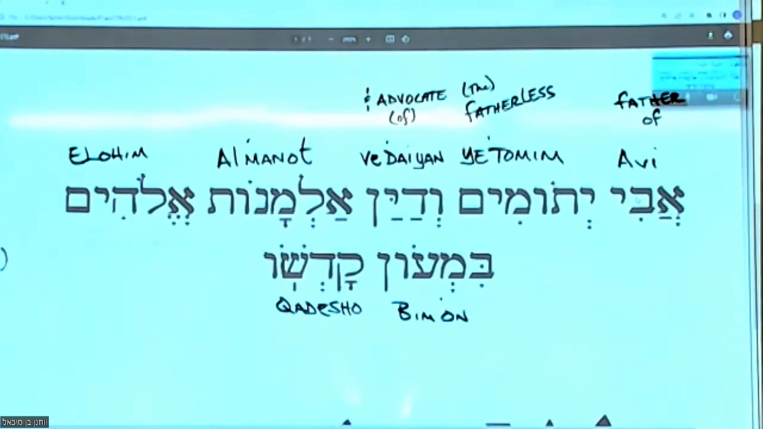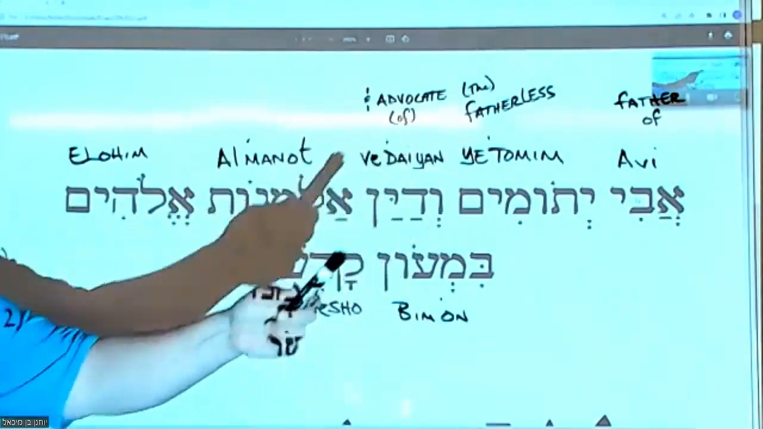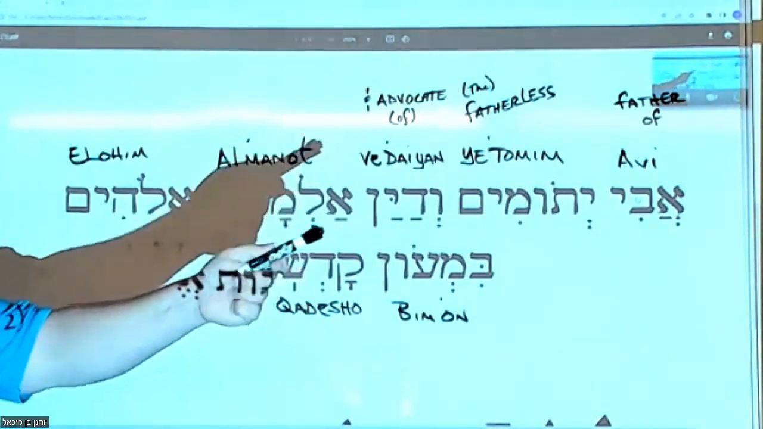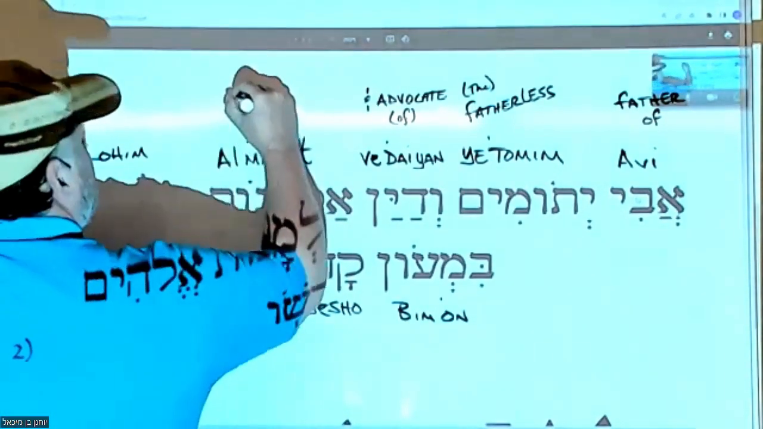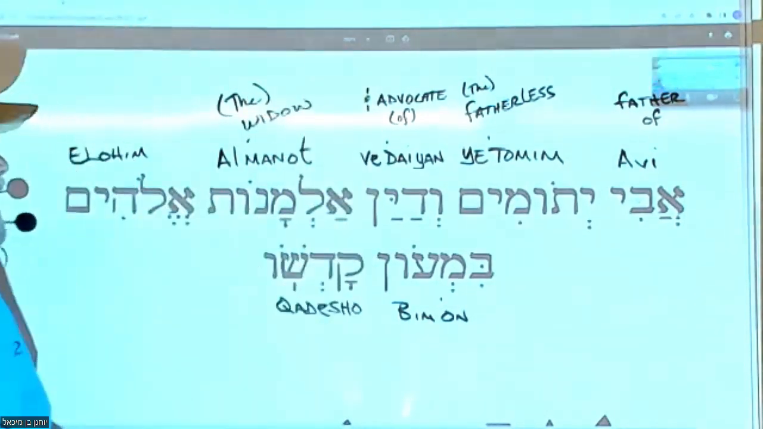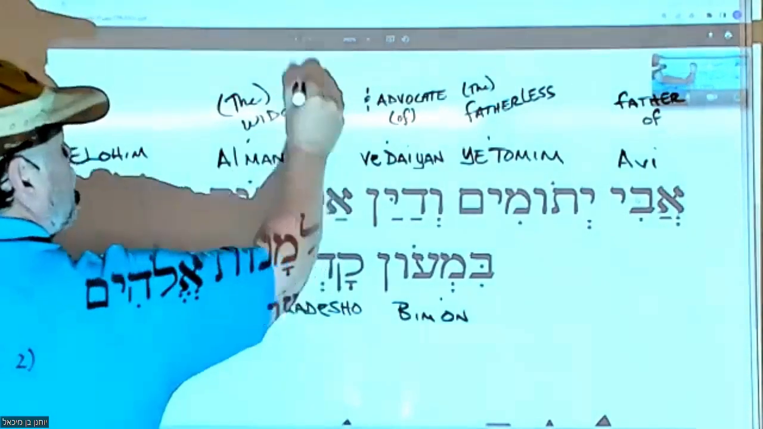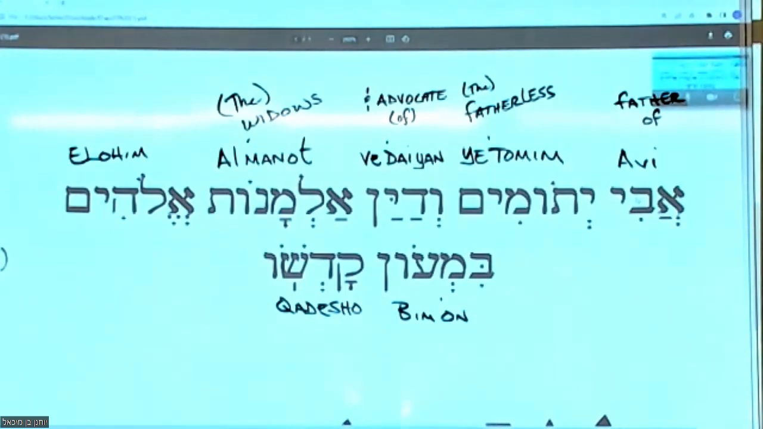So the word, like I said, the word alma in this case means one who has been discarded. And as sad as it is, that's what it was. And these days we take care of people, you know what I'm saying? Or we try to anyway. But so, and it makes sense because he's talking about a father to the fatherless and an advocate of, I'm going to put the in parentheses. All right. And an advocate of the widow.